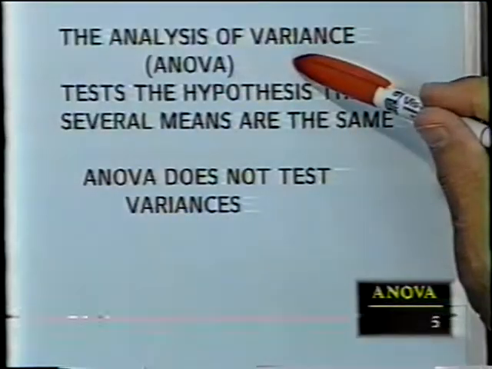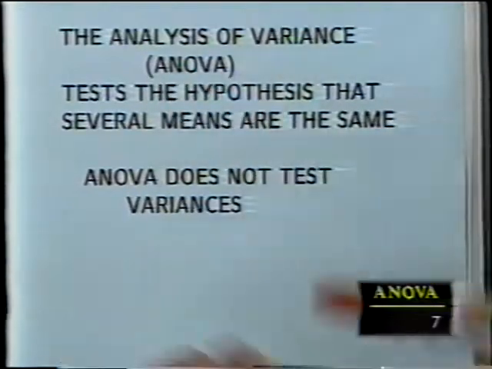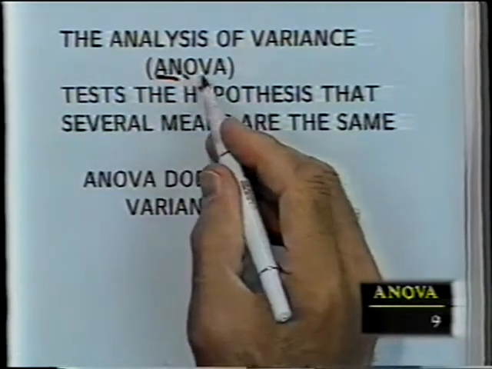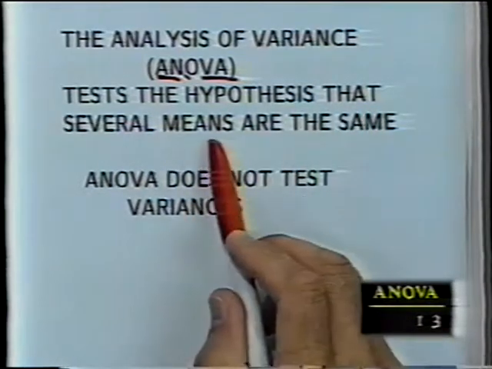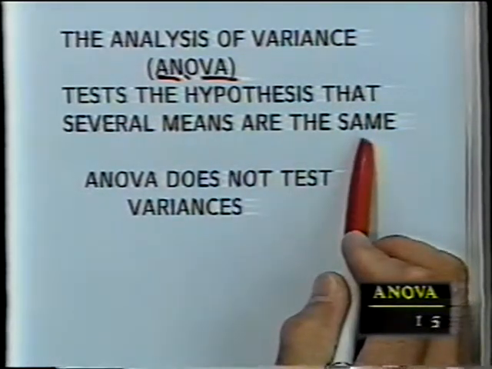Hi. Today we're going to talk about a statistical procedure known as the analysis of variance. Let's get into it. The analysis of variance, abbreviated ANOVA, tests the hypothesis that several means are the same.